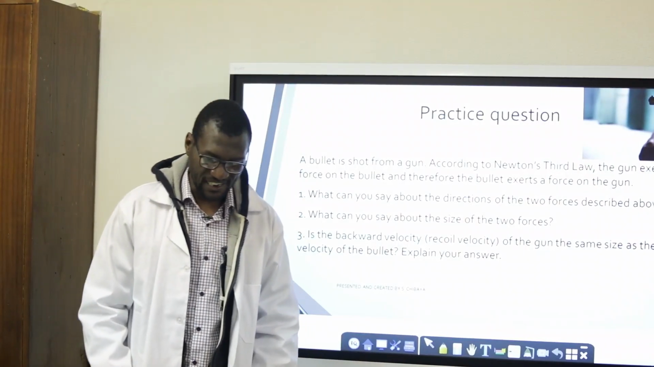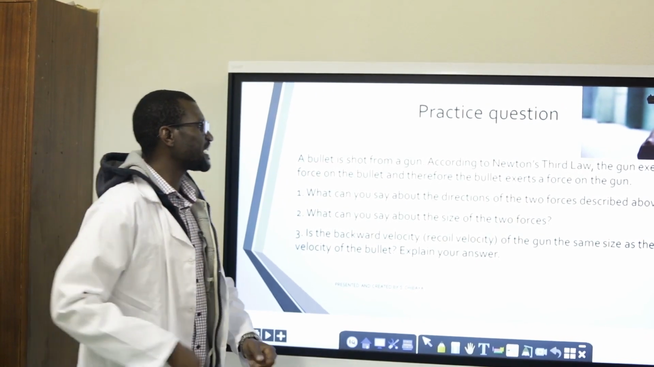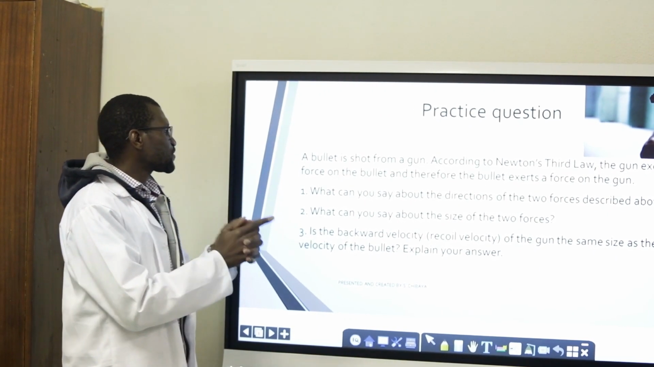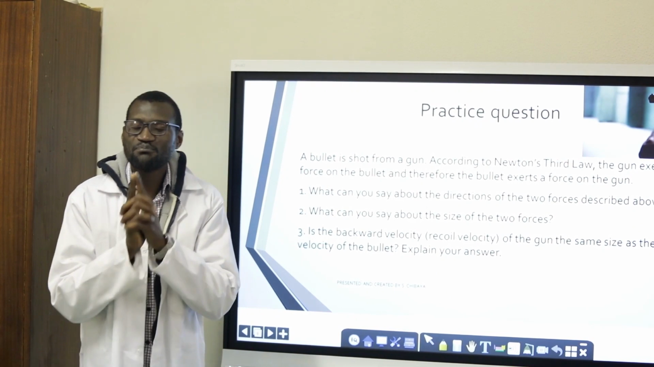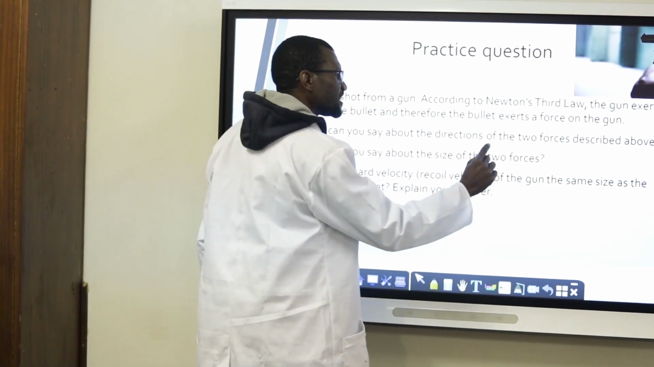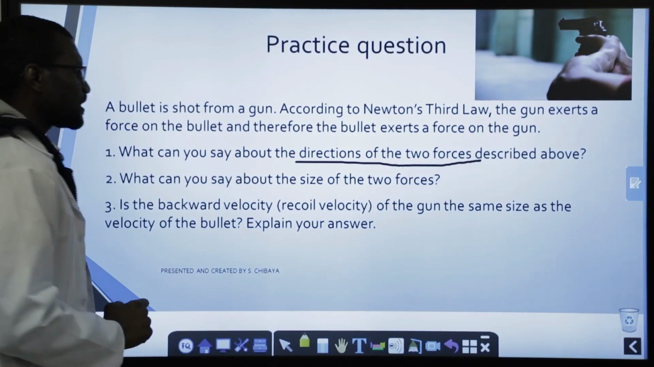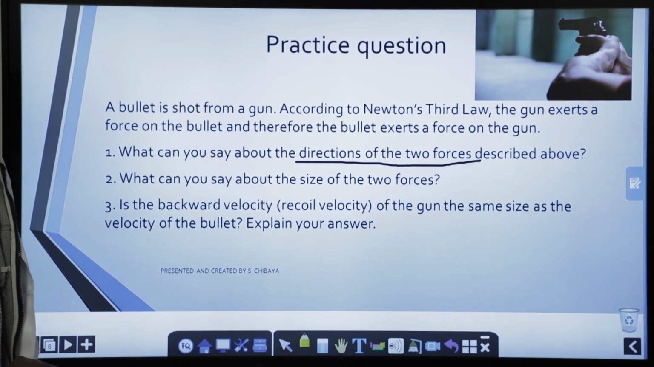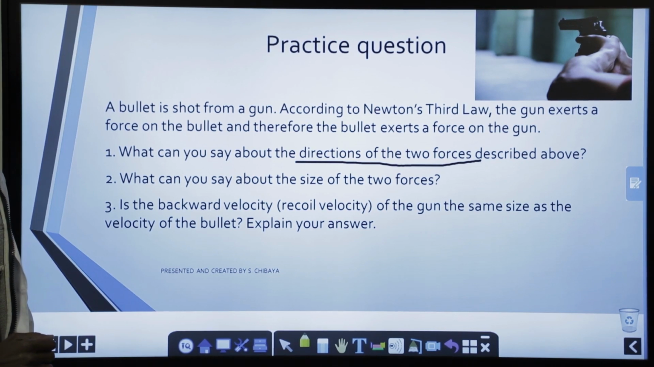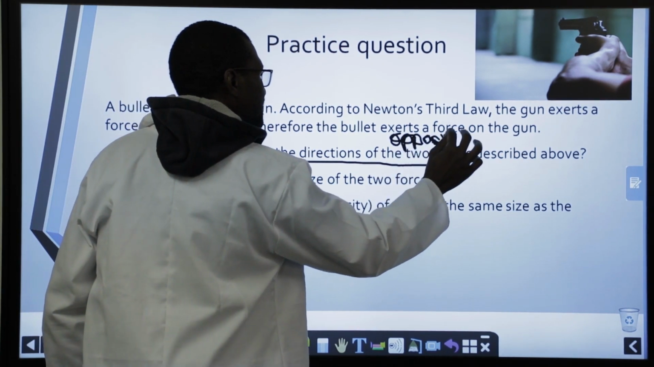Here is a practice question that we can think about and look at quickly. A bullet is shot from a gun. According to Newton's third law, the gun exerts a force on the bullet, and therefore the bullet exerts a force on the gun. What can you say about the directions of the two forces described above? What can you say according to Newton's third law? Think about it. They are opposites in direction. Right?